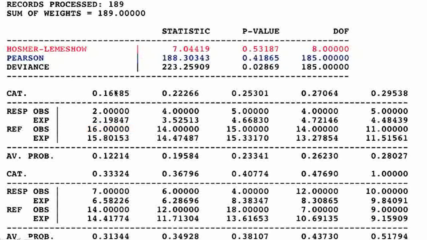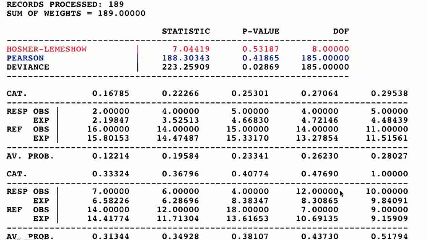If you sum up the probabilities of y = 1 for the 18 people in the first decile, the sum of the probabilities is 2.198. So notice the observed number and the expected number is quite close. And for each of these cells, the observed number and the expected number is quite close.